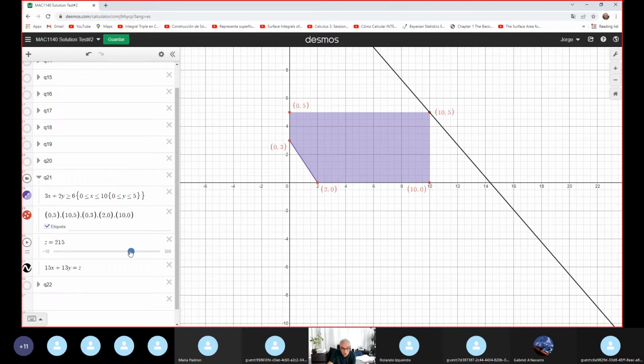The line that moves with the slider, no. Si you like, you can, but if you don't like, not necessary. Because basically, I did by hand. I determine that the maximum value is 215 at x equal 10 and y equal 5. Wow. Any question?